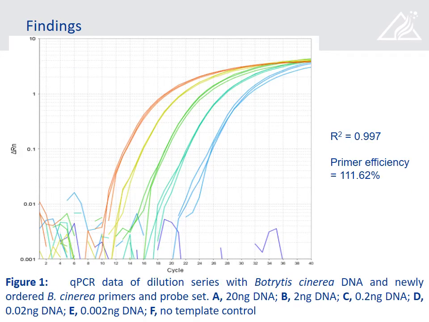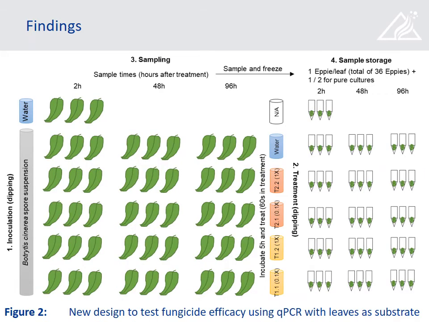This is just an illustration of a series solution of the botrytis primer probe set. So we had good clustering of our reps. It's a very positive indication of reproducibility. We had a good R-square value, which is close to 1. And the primer efficiency was close to 110%, which is where we want it to be. So we were very happy with the results.